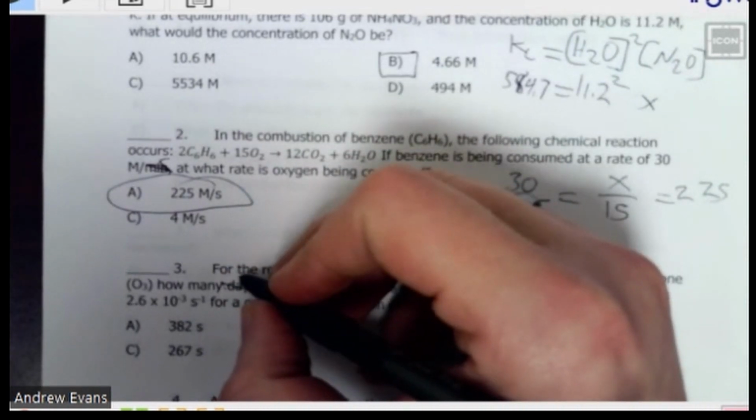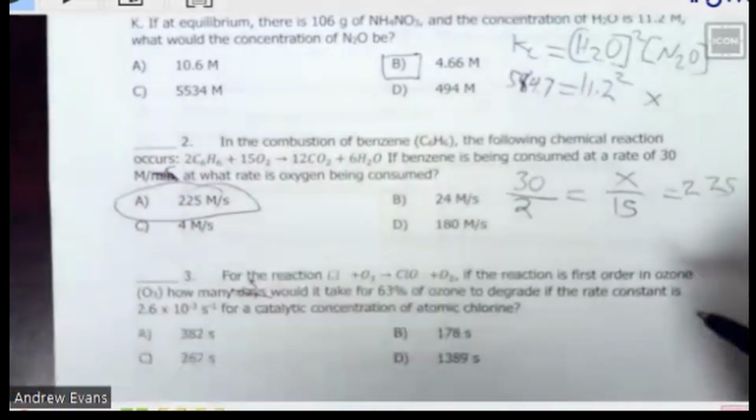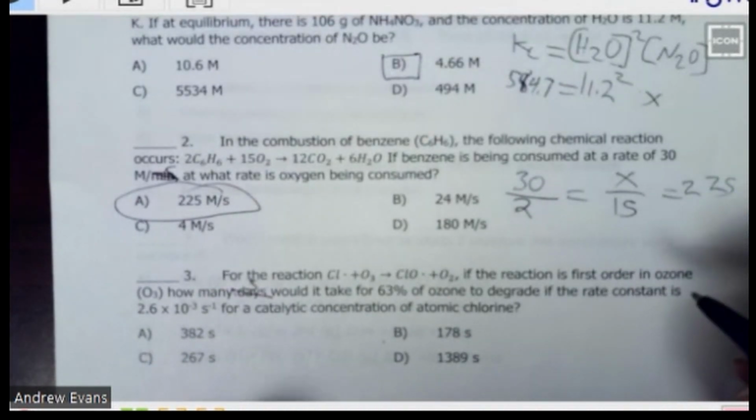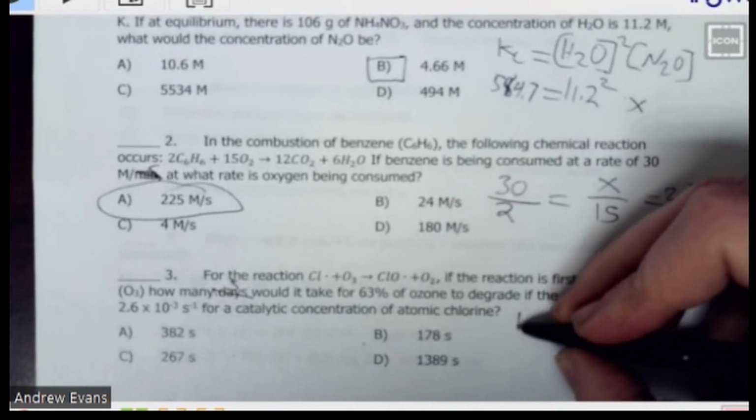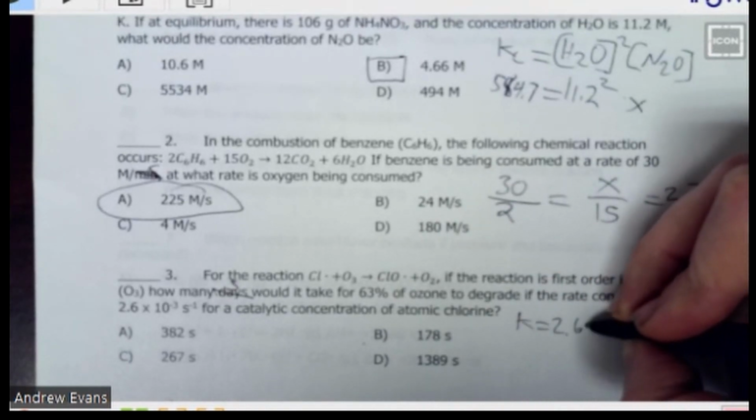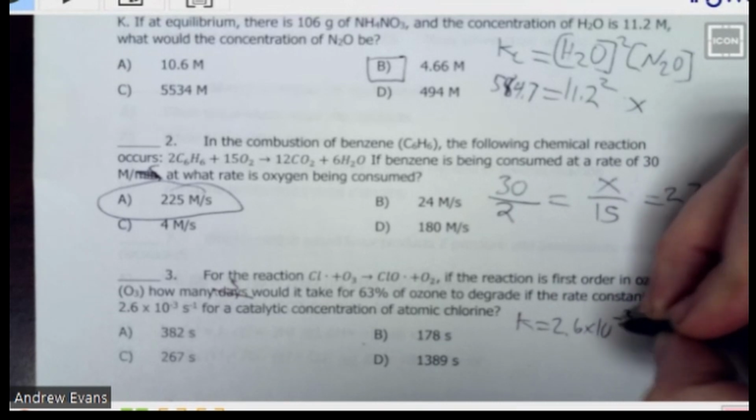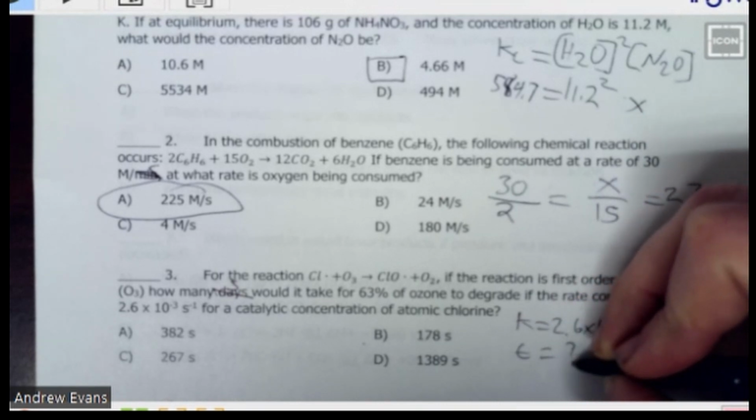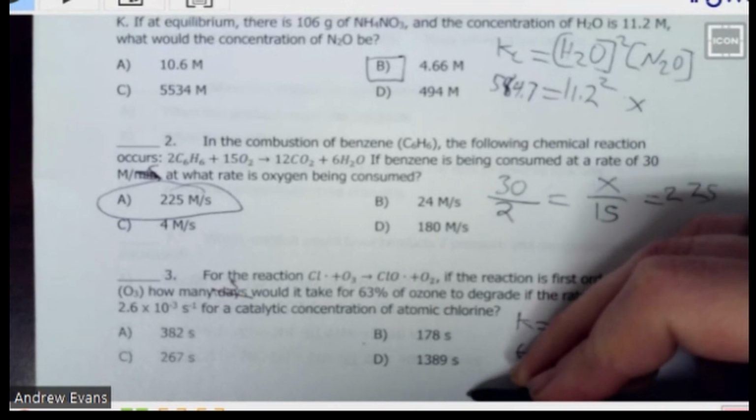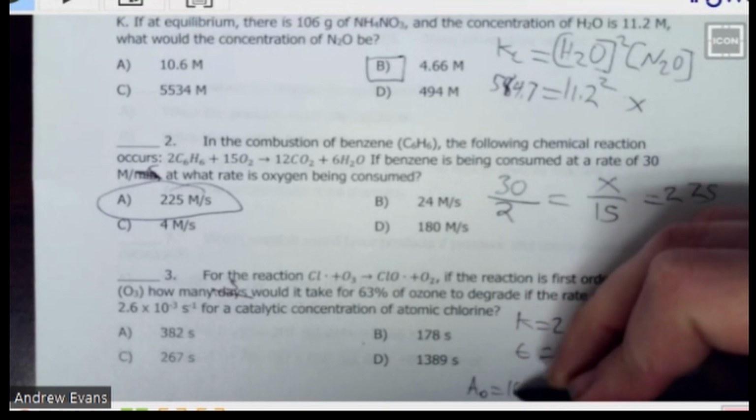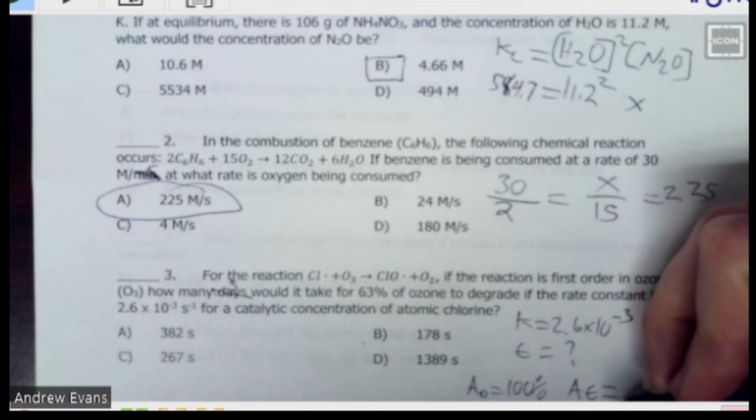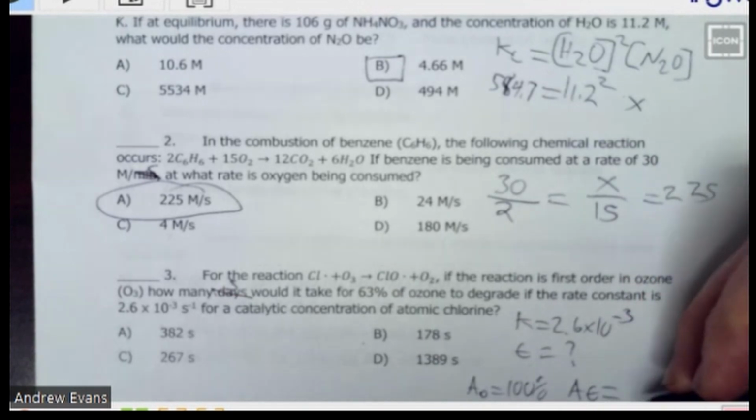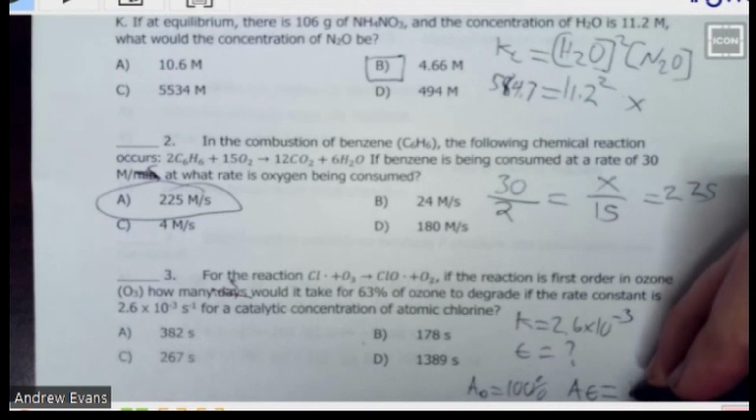Days. So this should also read seconds. How many seconds would it take for this reaction to go? First order, you have a rate constant K. The key thing here, so K is 2.6 10 to the negative third. T is, we don't know, but A sub 0, we're going to assume 100%. A sub T is how much would degrade. It takes that for 63% to degrade.